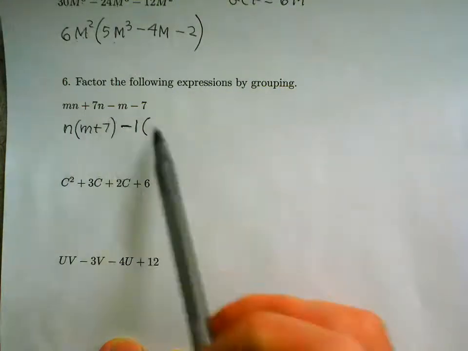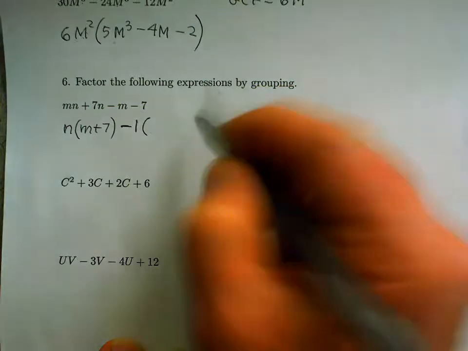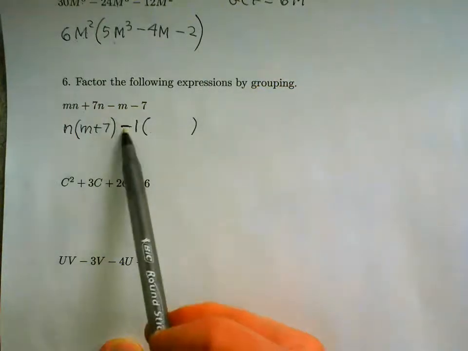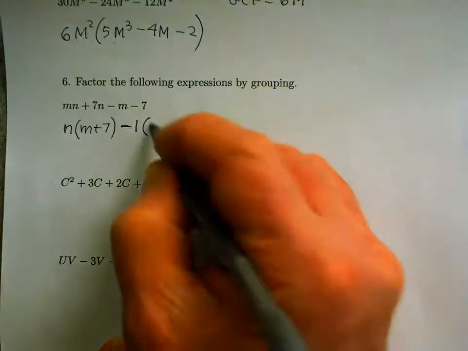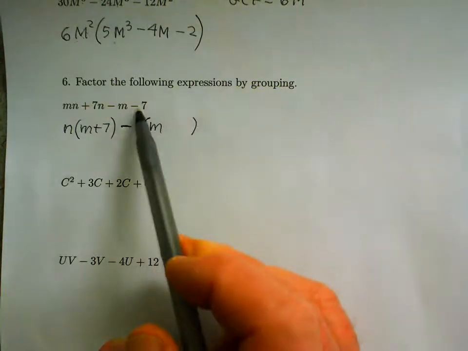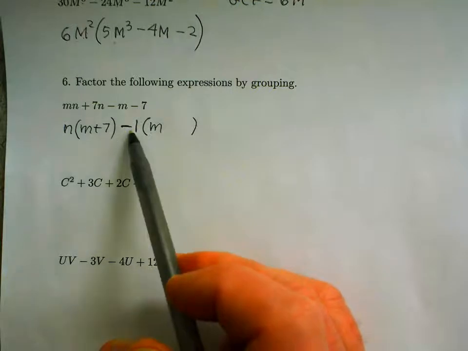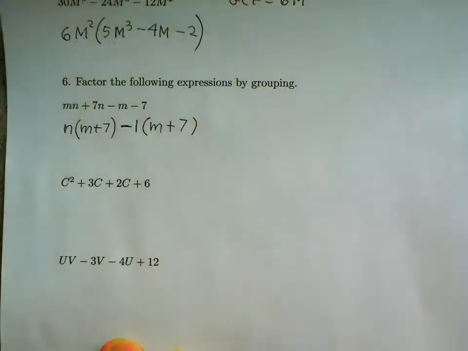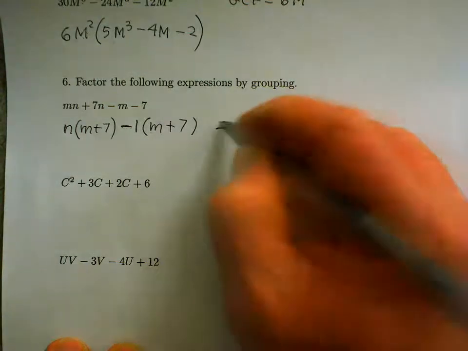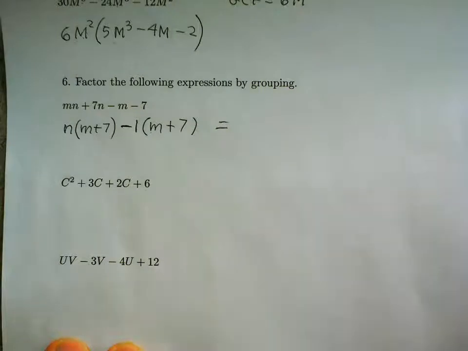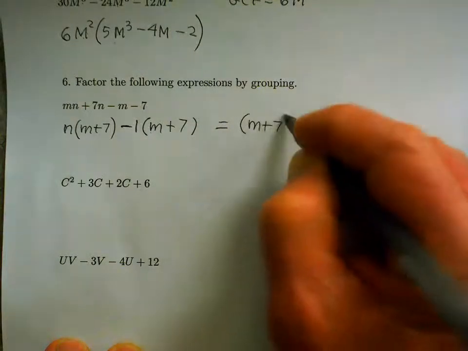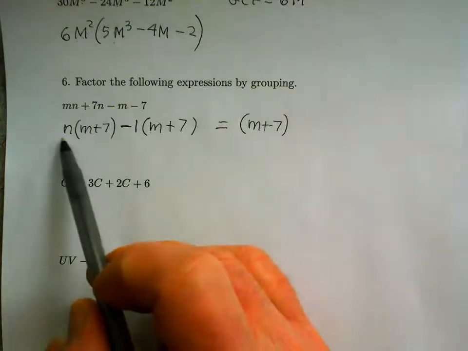And what goes inside the parentheses? Well, negative m divided by negative 1 is positive m. And then negative 7 divided by negative 1 is positive 7. So we have the binomial m plus 7. And since the binomials match, we can continue the factoring by factoring out m plus 7. And the other binomial is n minus 1.